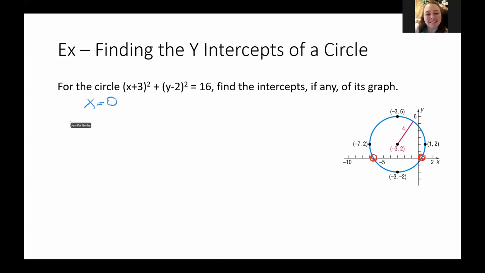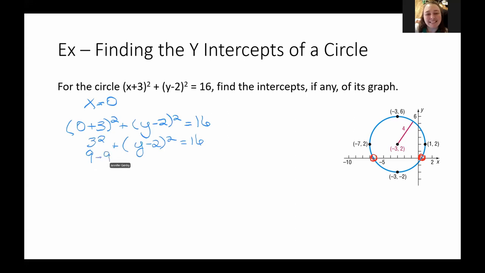Okay, so let's take our equation again, and we have (0 + 3) squared plus (y - 2) squared equals 16. Okay, so we have 3 squared plus (y - 2) squared equals 16. So I've got a 9 here, right? So I'm going to subtract the 9 from both sides. Okay, and I'm going to get an equation that says (y - 2) squared equals 16 minus 9, which is going to give us 7.